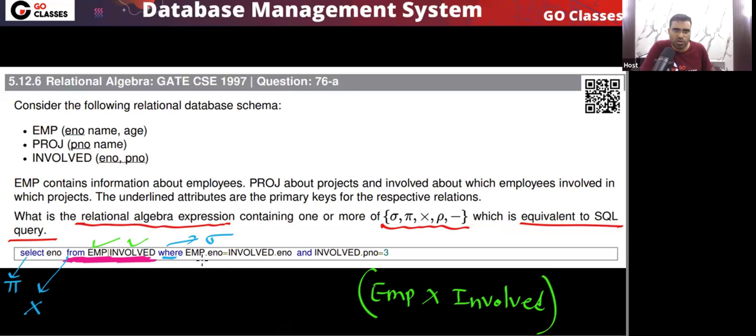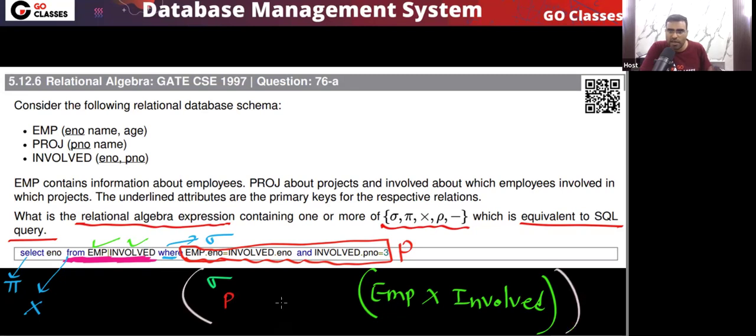Now you can see we are applying sigma, we are selecting the tuples. Which tuples are we selecting? This entire condition you can write here, let's call it P. You write P here, and then you project E number. This is your answer. Is this clear? Please let me know. Very simple, right?